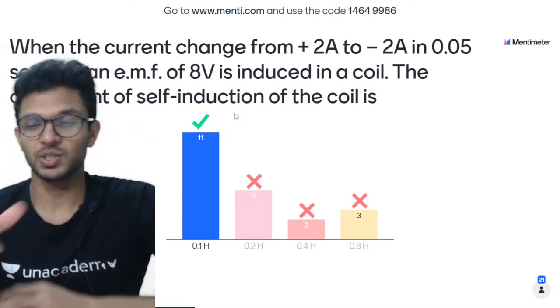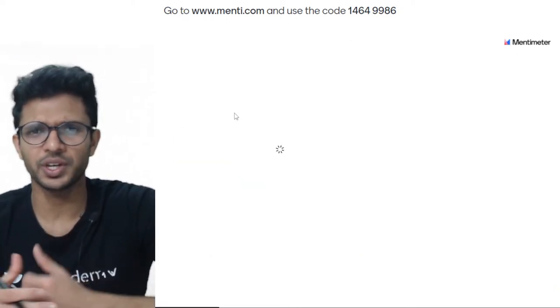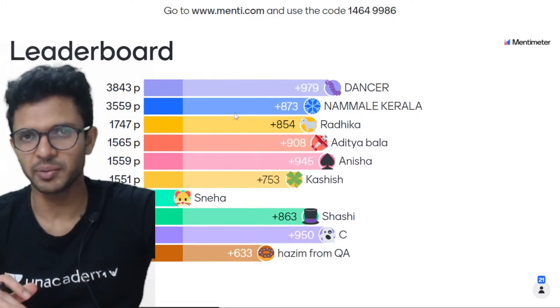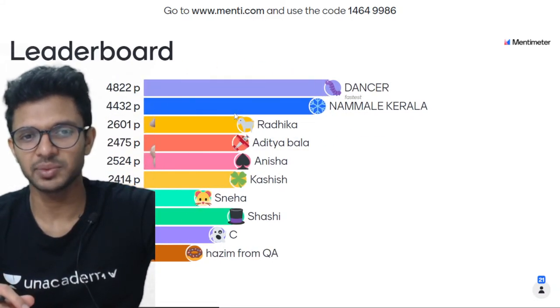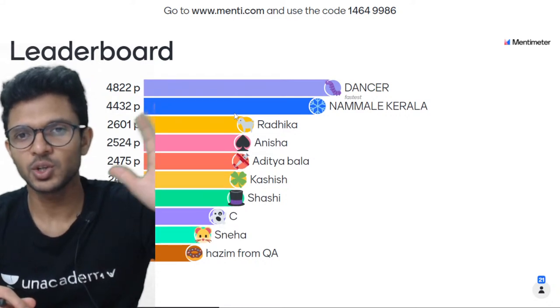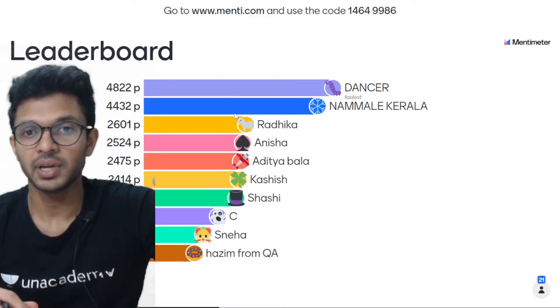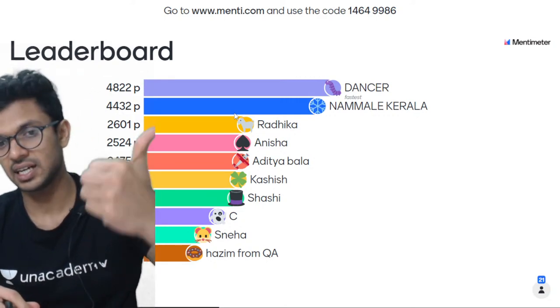Okay, 11 students, very good. Others, how can you make a mistake in this question? It was a small question. Okay, no problem, right? It happens, and mistakes keep on happening. So anyway, we'll see where you all have made the mistakes. Okay, so very good. Sudeep is still on the top, good. Then Myara, Ratika, Anisha, Aditya, Kashish, Shashi, C, Sneha, Azim.